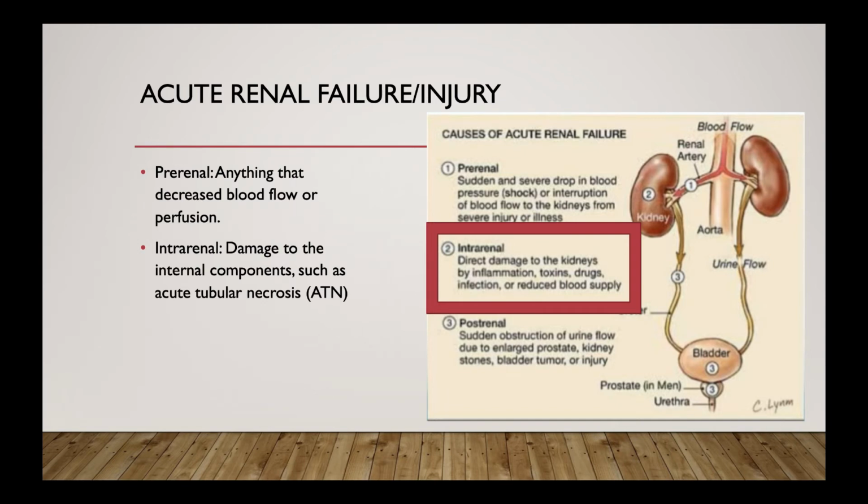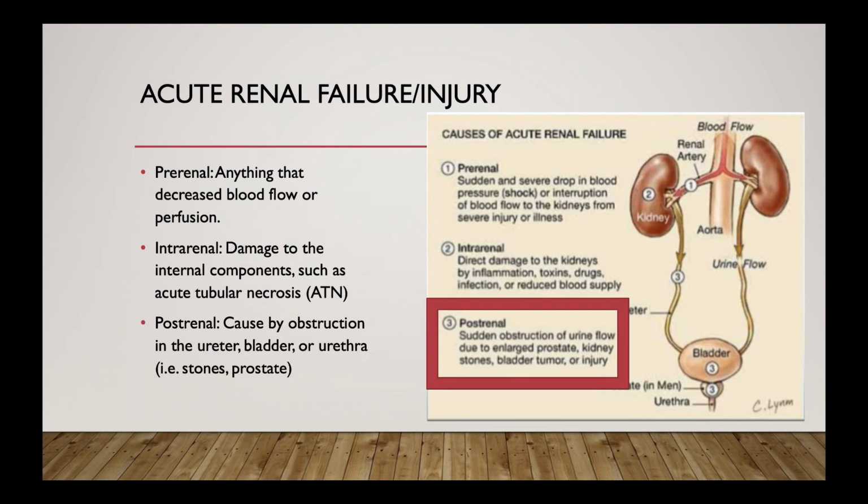The infectious process, we'll talk about pyelonephritis in a minute. Or we can have a reduced blood supply within the kidney. So these are things that are happening in the kidney. For example, you may have a renal transplant, right? We talked about rejection, we talked about autoimmune issues going on, and so those types of things can happen within the kidney, damaging it.